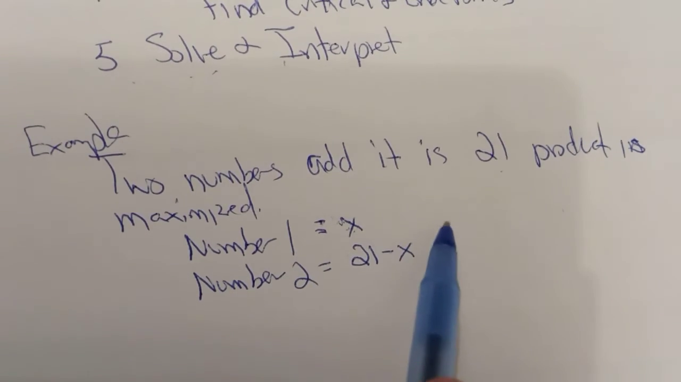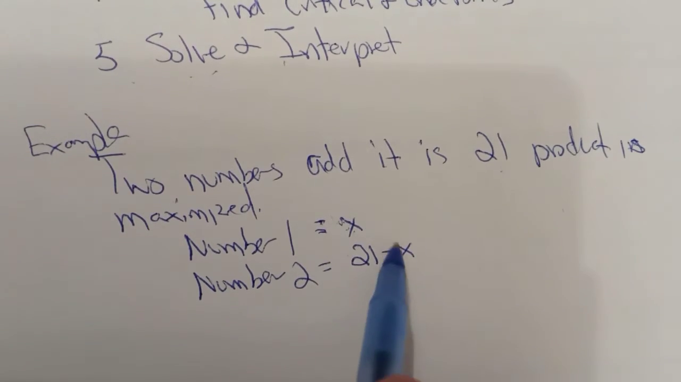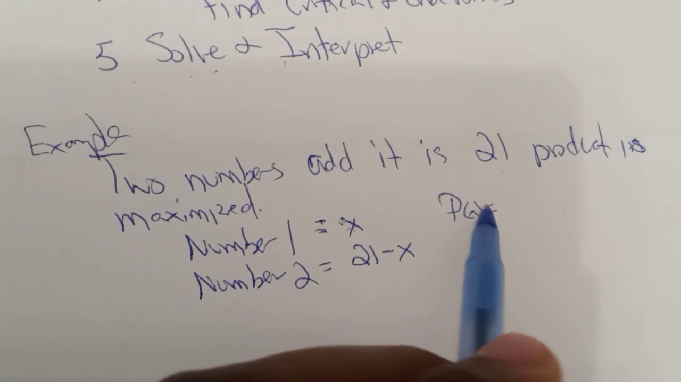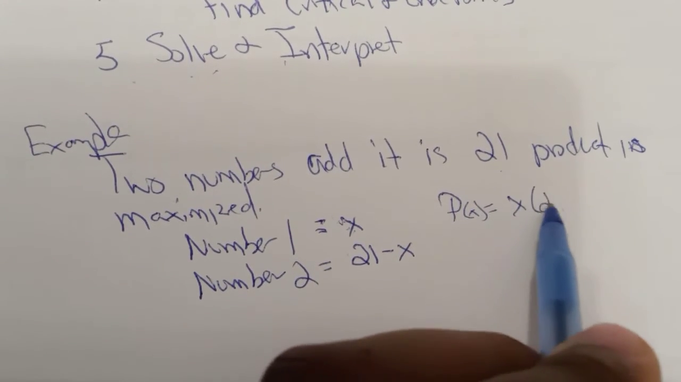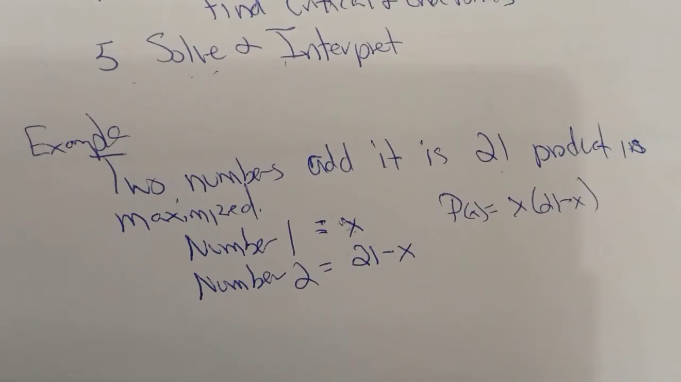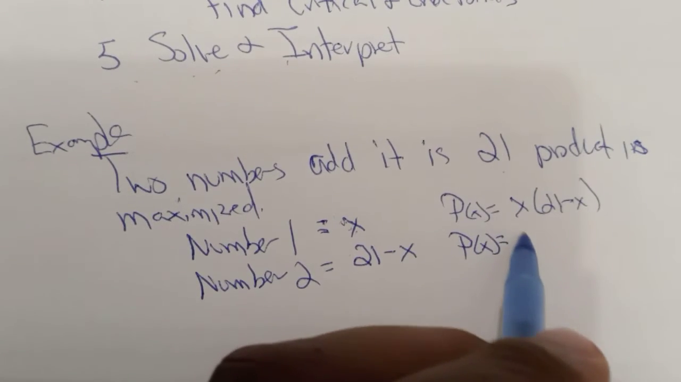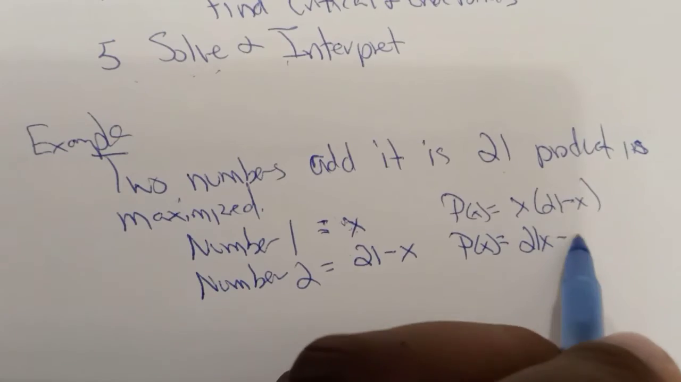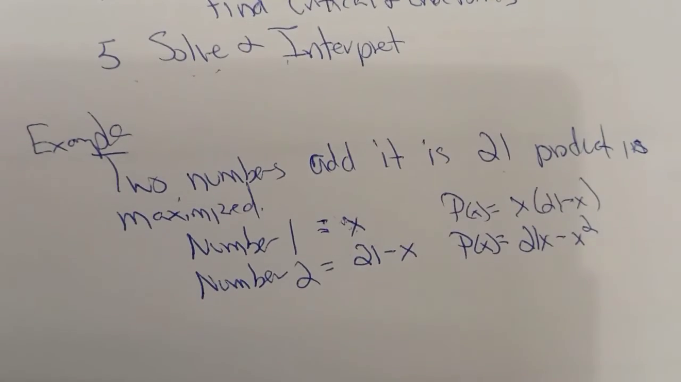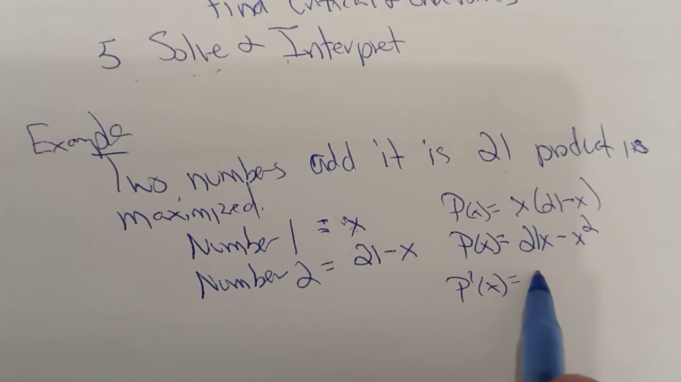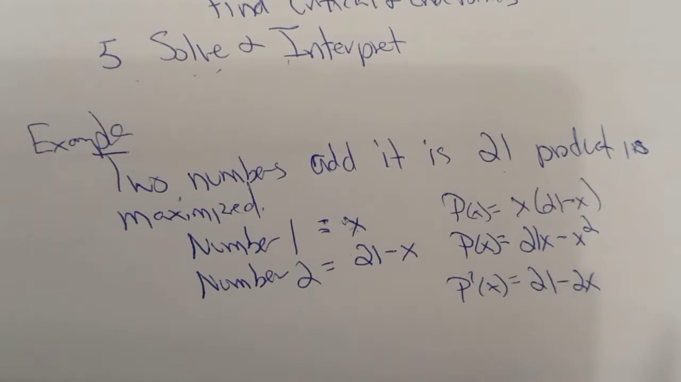Now, my idea is that I have to take these two numbers, okay, because now this is the product. So P of x is equal to x times 21 minus x. Okay, which gives me P of x equals 21x minus x squared. Okay, now to find the critical points here, I need to take the derivative. So P prime is equal to 21 minus 2x.